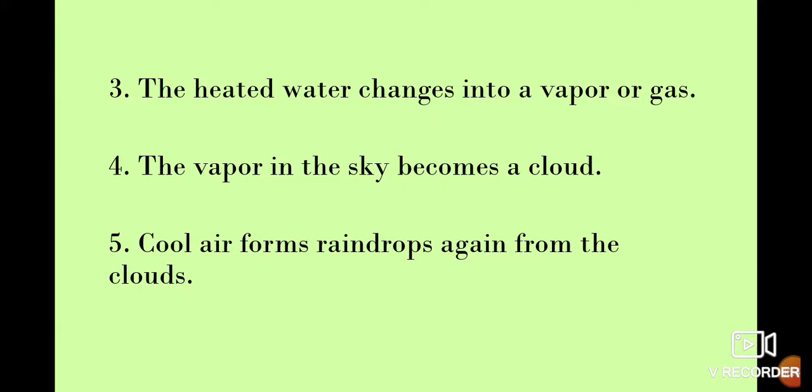Number 3, the heated water changes into a vapor or gas. In this case, the heated water is the subject. Let's continue. Number 4, the vapor in the skies becomes a cloud. That means the vapor in the skies is the subject and becomes a cloud is the predicate. Number 5, cool air forms raindrops again from the clouds. In this case, the subject is cool air. Forms raindrops again from the clouds is the predicate.